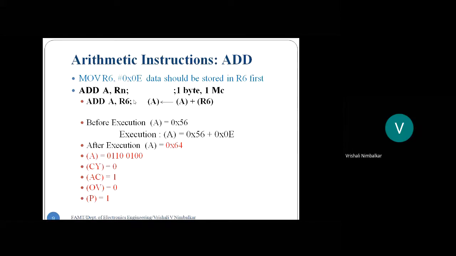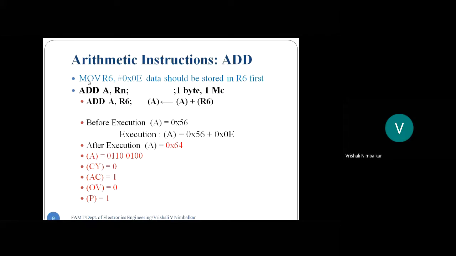So in order for the addition to happen, one of the operands should be in the accumulator and the second operand should be in R6. Before writing this instruction, I should be careful. That number should be stored in R6, the number that you're going to add. And by default, the accumulator should have the other number. That has to be compulsorily done.